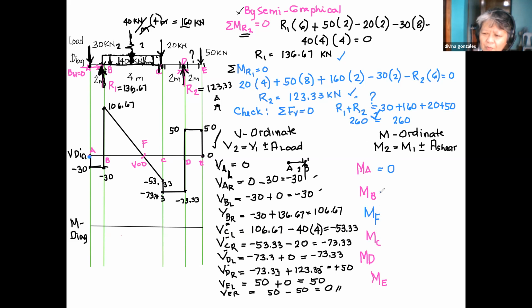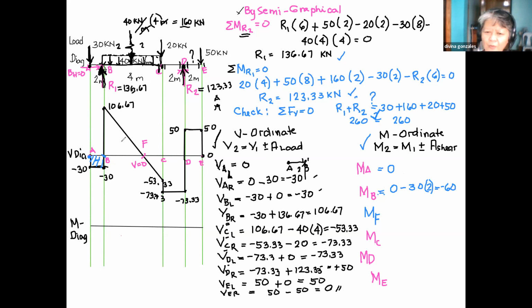Okay, when I go to B, moment at B is galing sa moment at A. Ito rin yung equation natin ipina-follow. Moment at point 2 is equal to moment at point 1. Palaging depende sa nauna, plus or minus the area of the shear. So, nauna is 0. Then you analyze the area of the shear. Nakita nyo naman, ito yung shear natin. That shear is below the reference line. So, it's a negative area. So, I have to subtract. Kaya lang rectangle lang. The area is 30 by the distance is 2. So, we have negative 60. Sa moment sa B is negative 60.